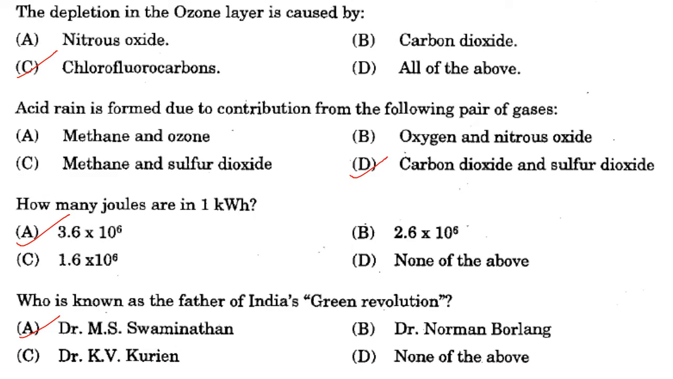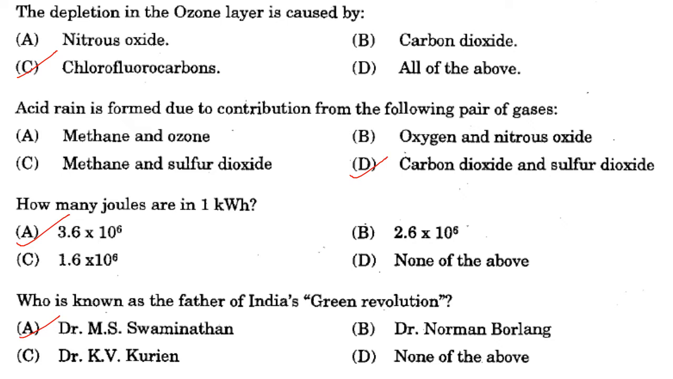Then next one. The depletion in the ozone layer is caused by option C, chlorofluorocarbons. Then next one. Acid rain is formed due to contribution from the following pair of gases. So it is caused by carbon dioxide and sulfur dioxide. Answer is option D. How many joules is 1 kilowatt hour? So it is 3.6 into 10 raised to 6 joules.